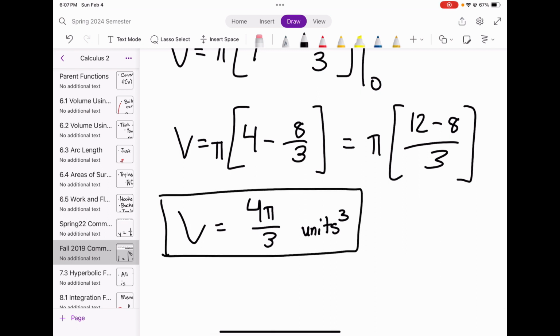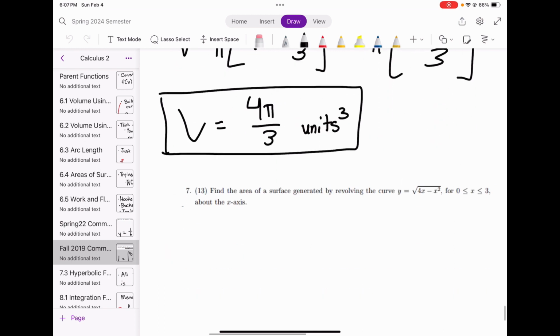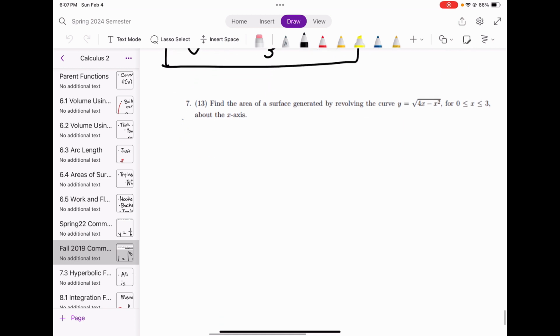Yeah, so personally, I probably would have gone with the shell method. It's just a little bit easier, as long as you remember that the sign is flipped. Here it's not so much that, but I guess they're both good to use.